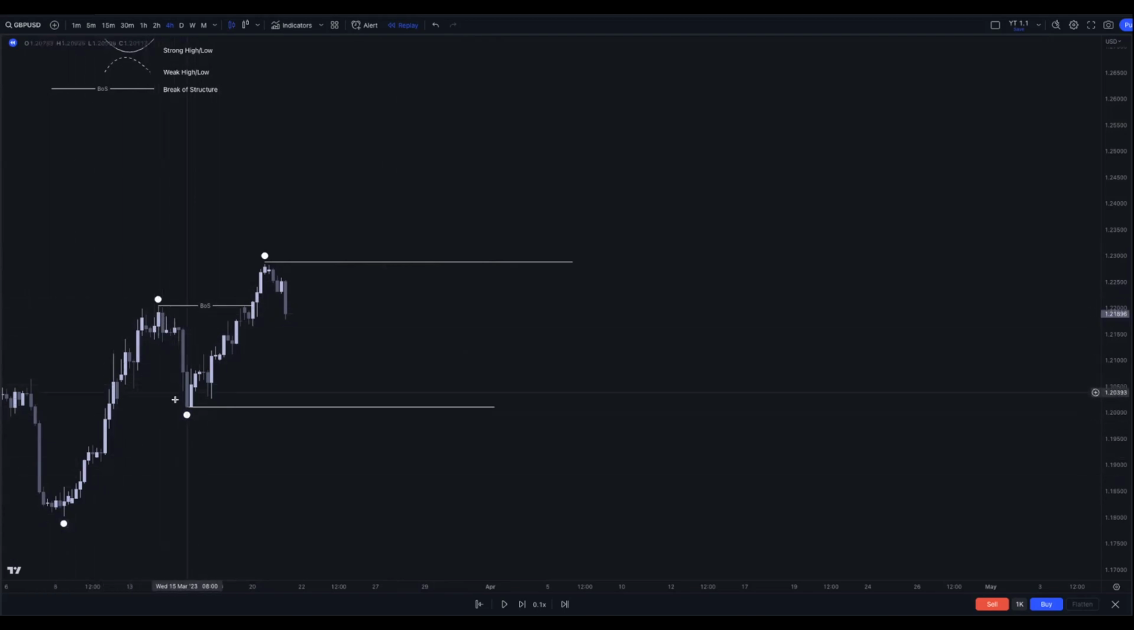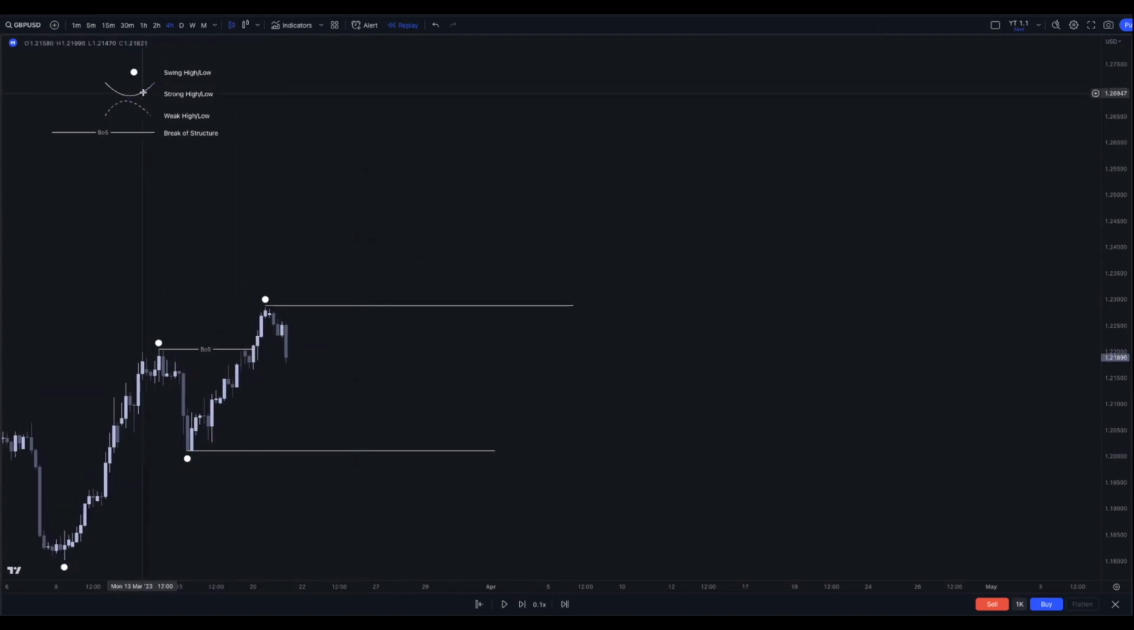Because this higher low broke this structure, what can we gather from that? Well, we can gather that this is our strong low, right? So what's the objective of a strong low? Its only job is to break structure and form a higher high, right? It breaks the structure, we have a higher high, and then this becomes our weak high.